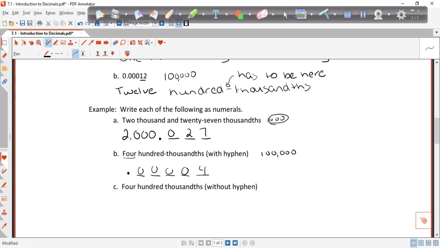The next one without a hyphen, that means the 100 goes with the 4, and that's 400. And the place value is 1,000, which only has 3 decimal places. And then you write the number 400 as far to the right as possible. And so we get 2 very different numbers.